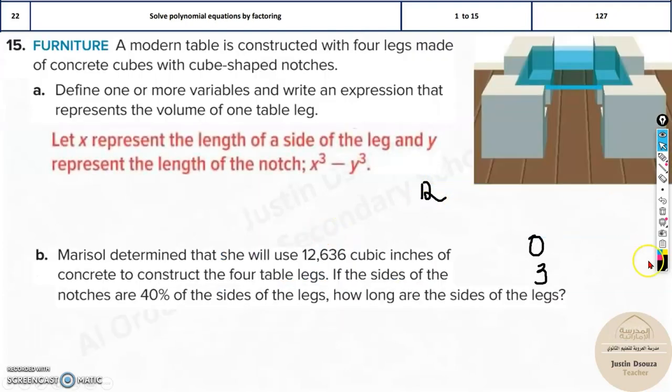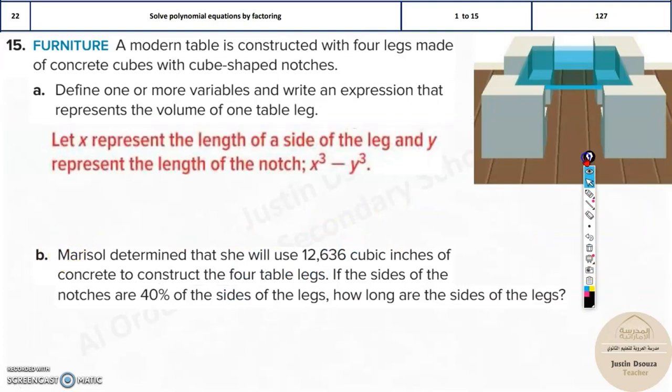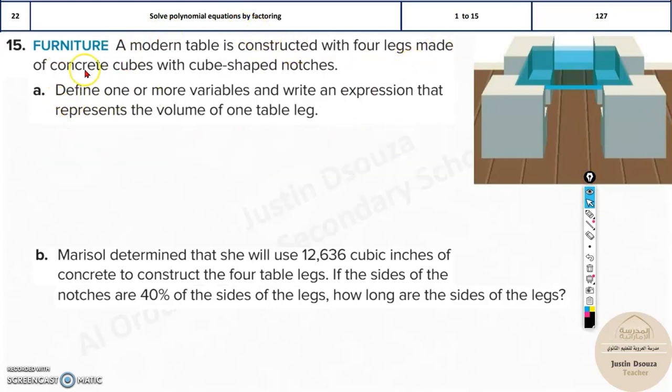Now there is a real world problem over here as well. Let us see this. What have they asked over here? A modern table is constructed with 4 legs made of concrete cubes with cube-shaped notches. Define one or more variables and write an expression that represents the volume of one table leg.